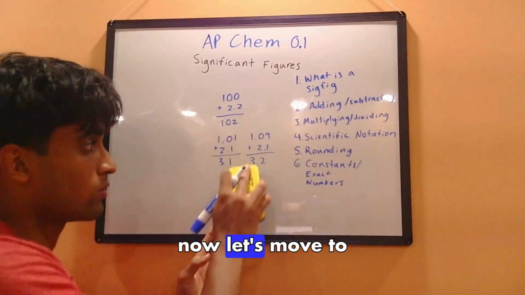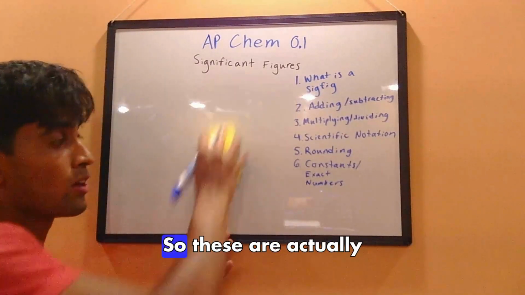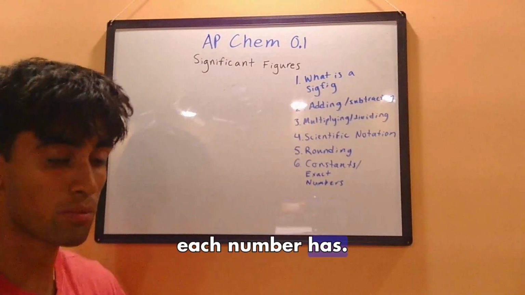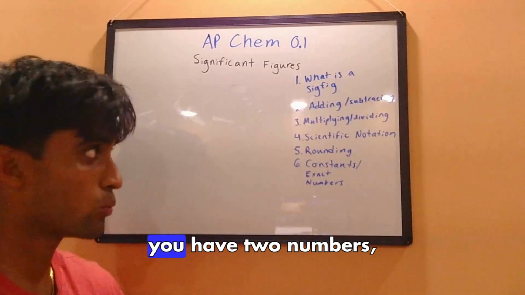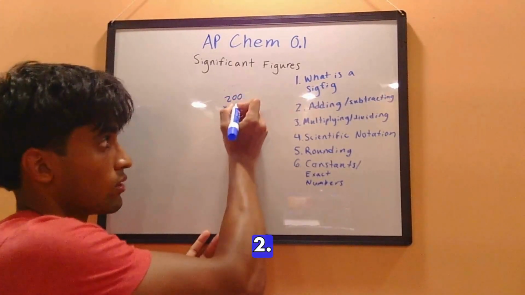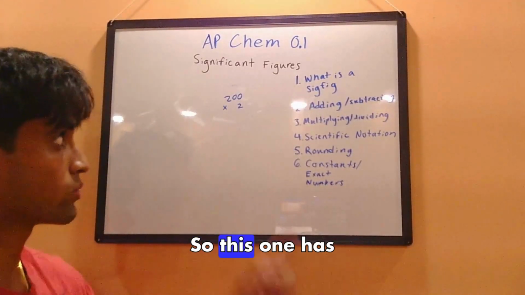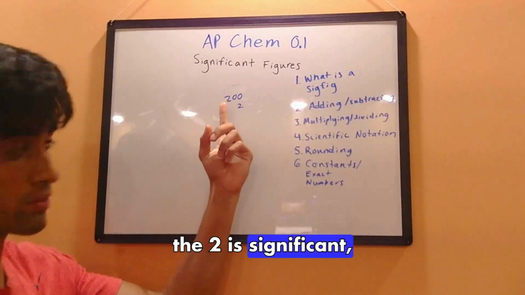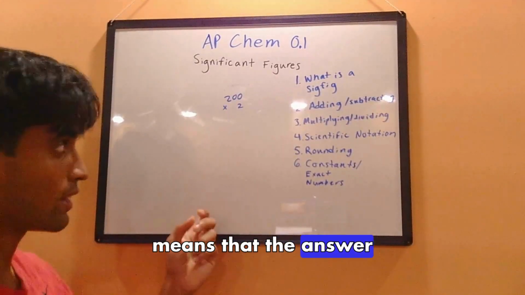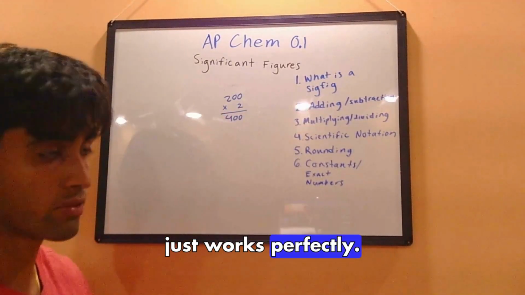Okay, now let's move to a little more complicated thing, and it's multiplying and dividing. This is where you need to know the sig fig rules and how many significant figures each number has. So when you have two numbers, say we have 200 times 2. How many sig figs does each have? This one has 1 because only the 2 is significant, and this one has 1. So that means the answer must only have one sig fig, and that works perfectly.